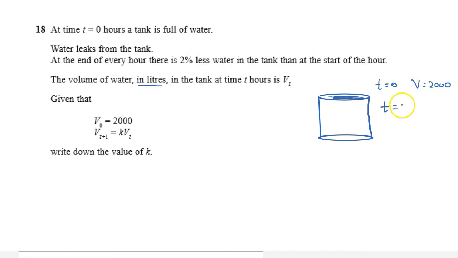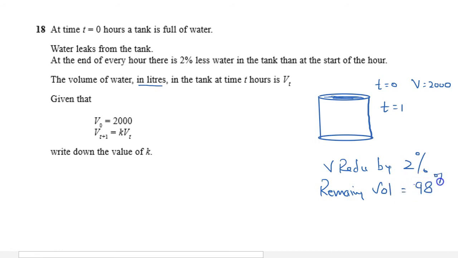So when t is equal to 1, the volume reduced by 2%. So the remaining volume is 98%. So it means the volume of water in the tank at time t is given by this. So V(t+1) is equal to kV(t).